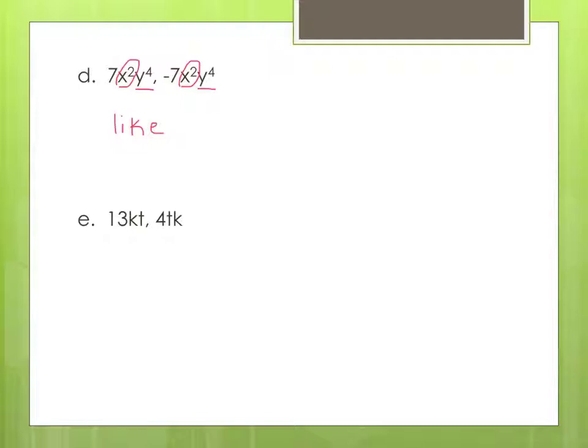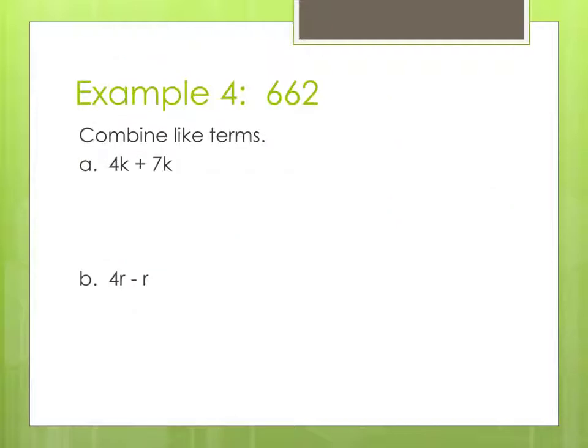And E, 13kt and 4tk. Now remember, multiplication is commutative, which means you can write it in any order, meaning 6 times 4 is the same thing as 4 times 6. So on E, k times t is the same thing as t times k. So this could be rewritten as 13kt and 4kt, which would make them like terms. In example 4, we will be combining like terms.